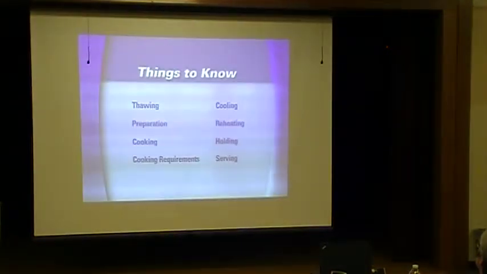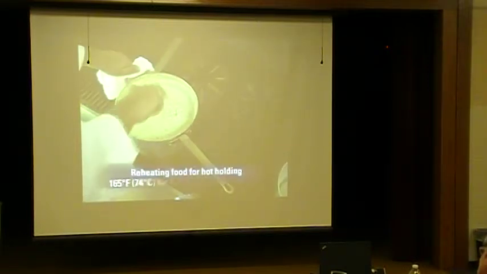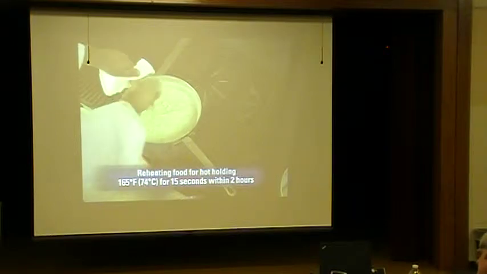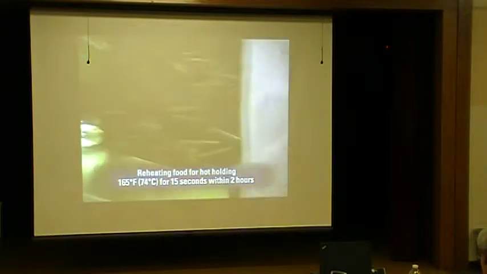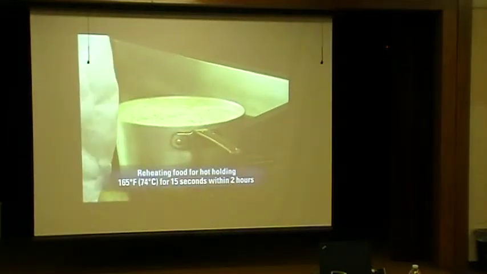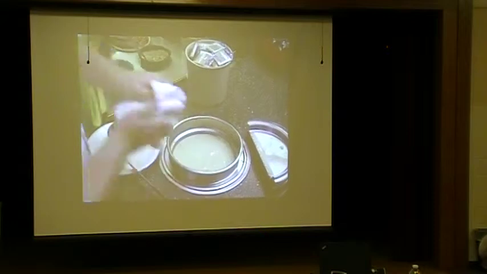That's enough on cooling. Proper reheating of food has to be done just as carefully. Food that needs time and temperature control for safety that has been previously cooked, then reheated for hot holding, must be moved through the temperature danger zone as quickly as possible. You'll need to reheat it to an internal temperature of 165 degrees Fahrenheit, 74 Celsius, for 15 seconds within 2 hours. If the food hasn't reached this temperature within 2 hours, throw it out.